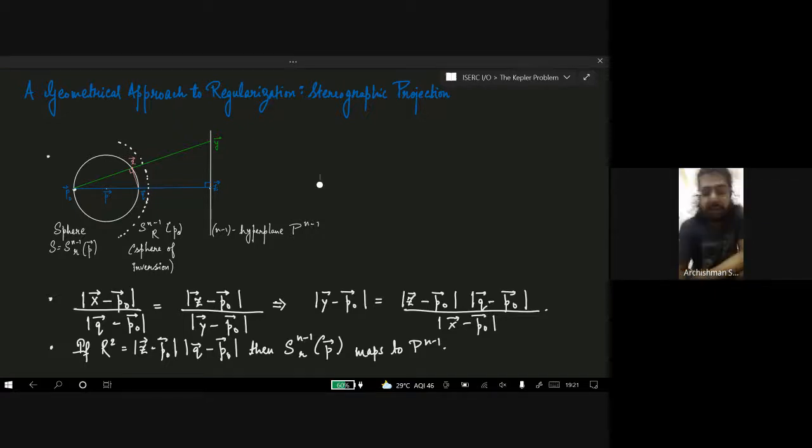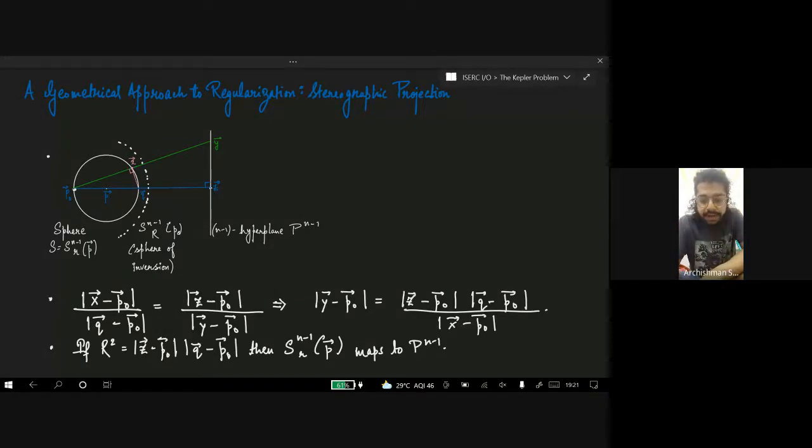And then you can have the following construction. From P0, draw the normal to the hyperplane, and then consider a point X on the sphere of radius small r. Again, I am not taking any assumptions over here that small r is greater than capital R or small r is less than capital R or any of those assumptions. The only assumption is that the sphere of radius small r passes through the point P0, which is the center of the sphere of radius capital R.